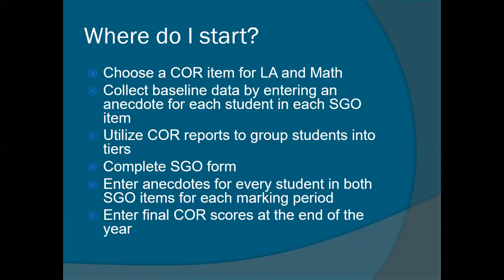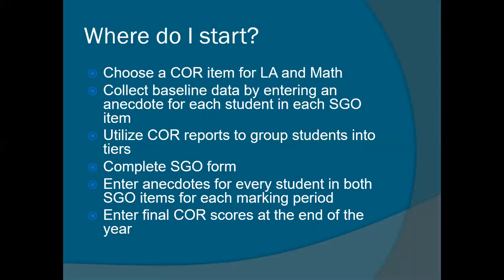So what this means is we are looking to see where students are at the beginning of the year. You're going to give them an anecdote and a score for each of your SGO core items, and you're going to enter them into CORE. Then you can utilize CORE reports to group students into tiers. Now we're going to complete the SGO form, and the SGO form is also going to do that for you. And we're going to go over the SGO form in just a minute.